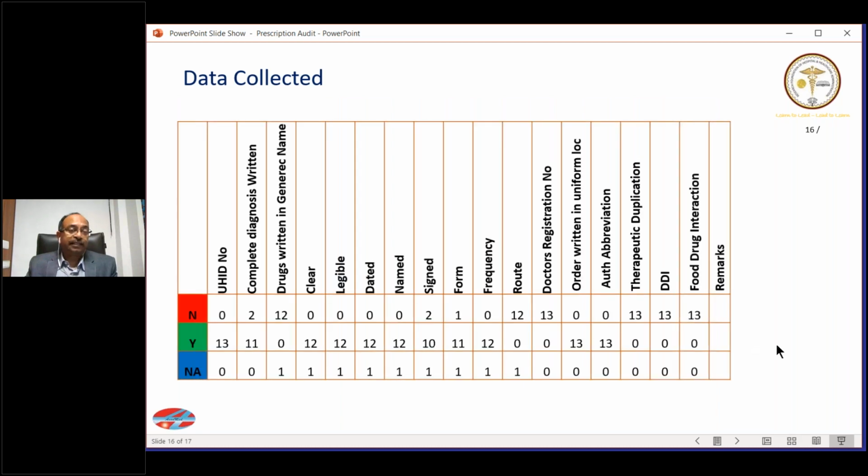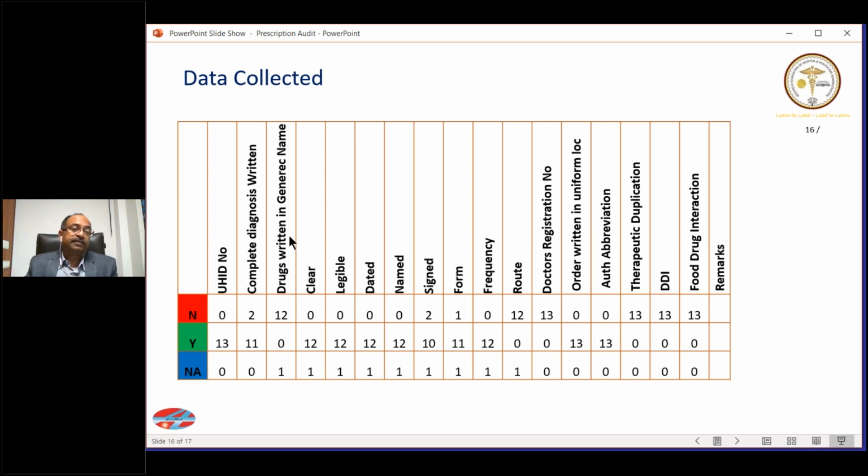And after you collected the data, you summarize the data. You say that, okay, out of total specimens that you had, in our example 400, in this example on the screen is 13 total samples, basically because I need to show it on one screen only. So out of 13, the UHID number was present in all the prescriptions. So it is yes, which is green colored. So here it is yes. Now, complete diagnosis was written in 11, but not written in 2. So, 2 no, 11 yes, NA 0.